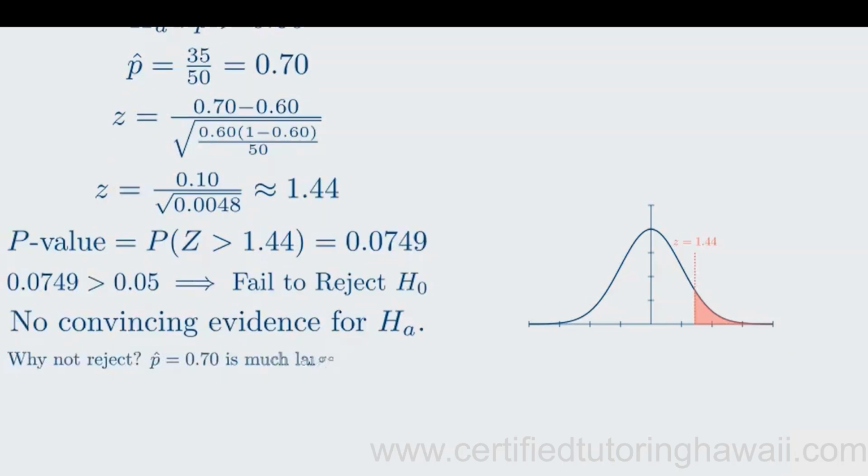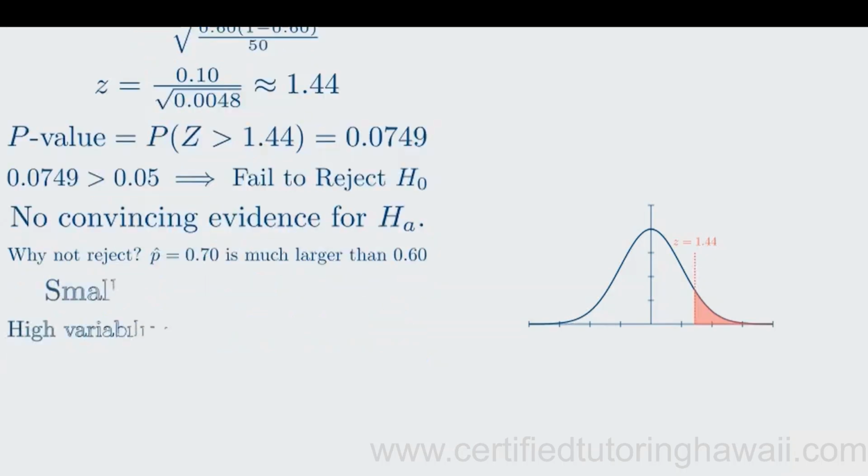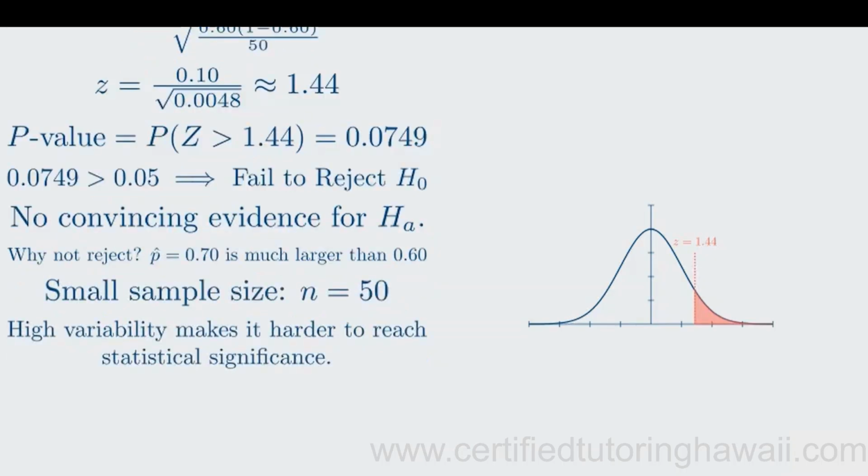Wait, the researcher found 70% effectiveness in their sample, which is 10 percentage points higher than the claim. Why didn't we reject? The reason is the sample size. With only 50 people, a result of 70% could still happen reasonably often just by chance, even if the true rate was 60%. This illustrates why a large sample size is often necessary to detect differences.